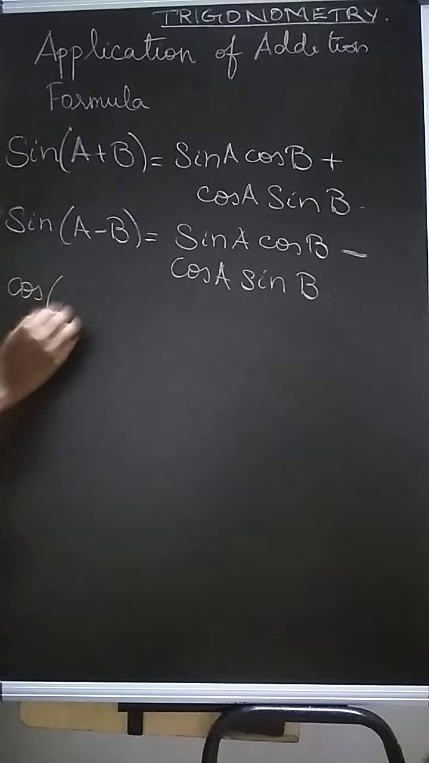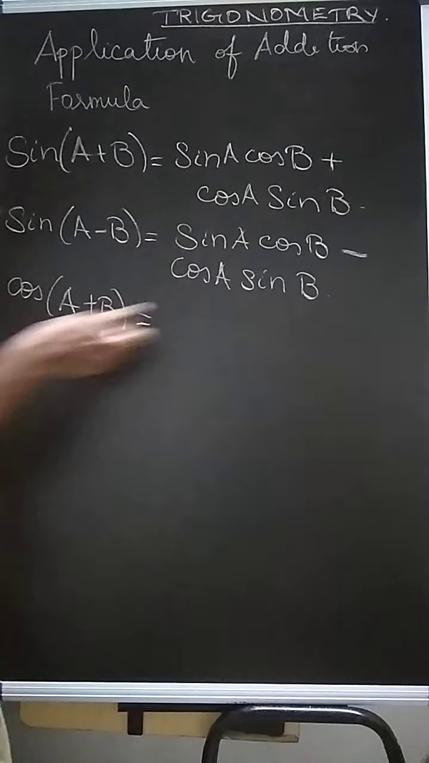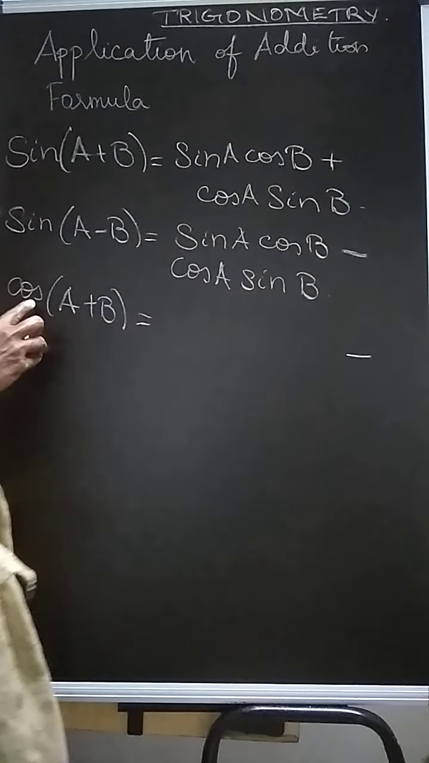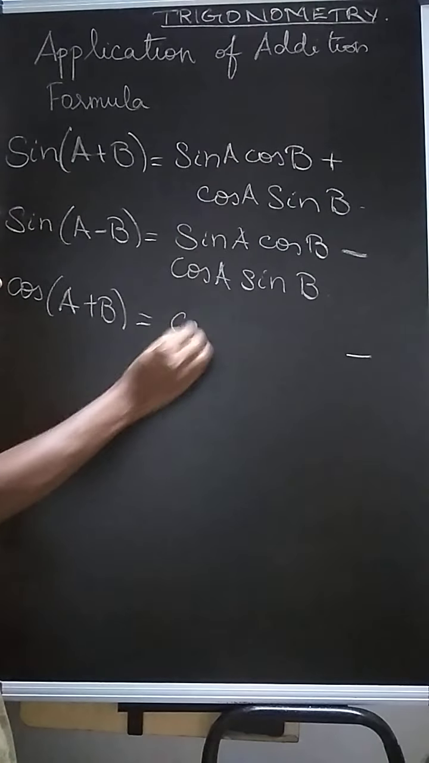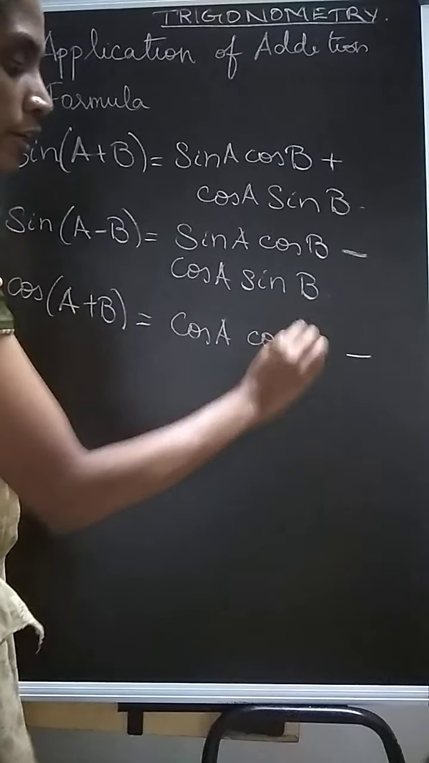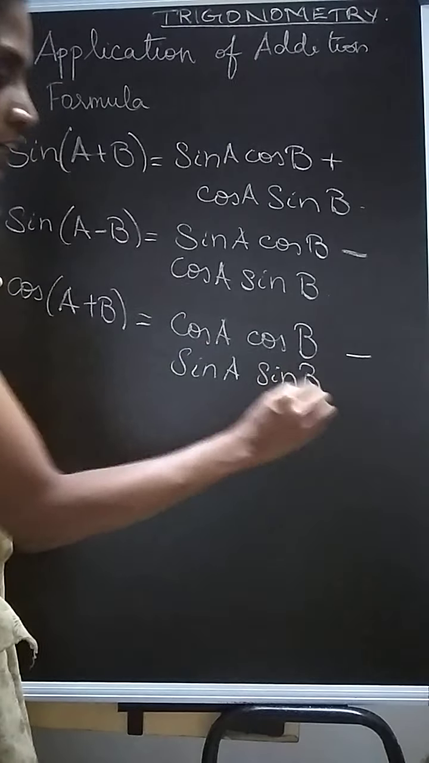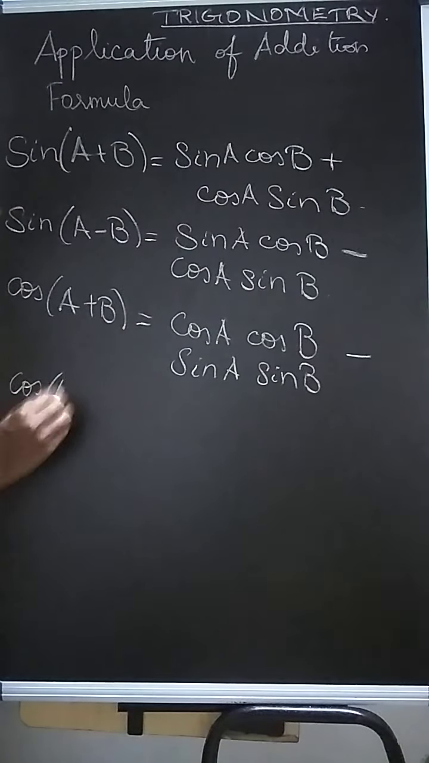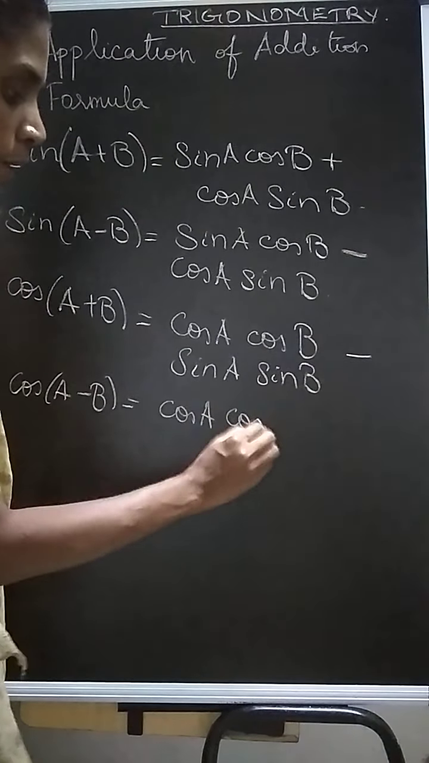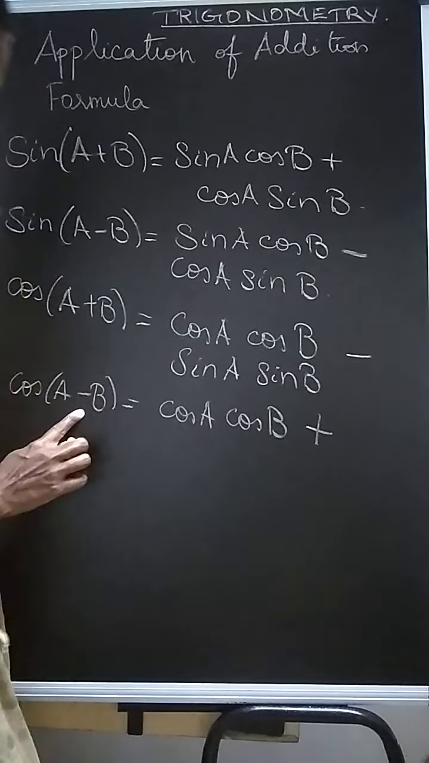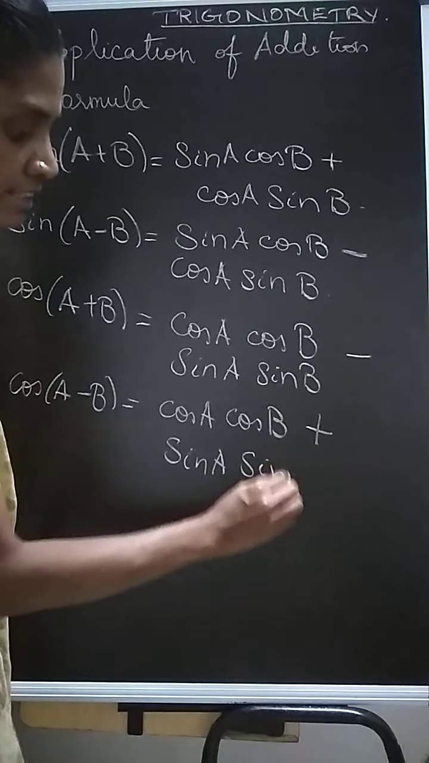Now similarly, cos(A+B). For cos, when plus is here, you will give a minus here. When cos is coming, unlike the different angles you write for sin, here the same angles will come: cos A cos B minus sin A sin B. Similarly, cos(A-B) = cos A cos B plus, since minus is there, we are putting plus here, plus sin A sin B.